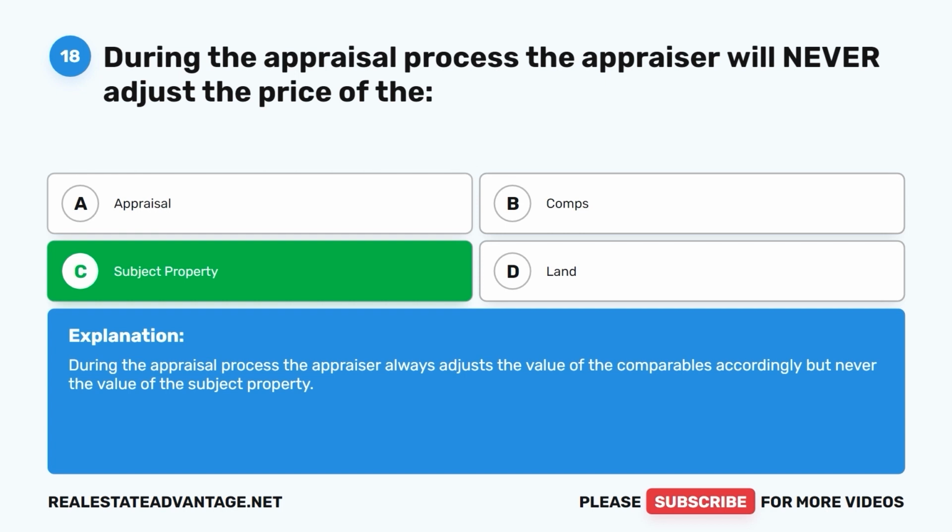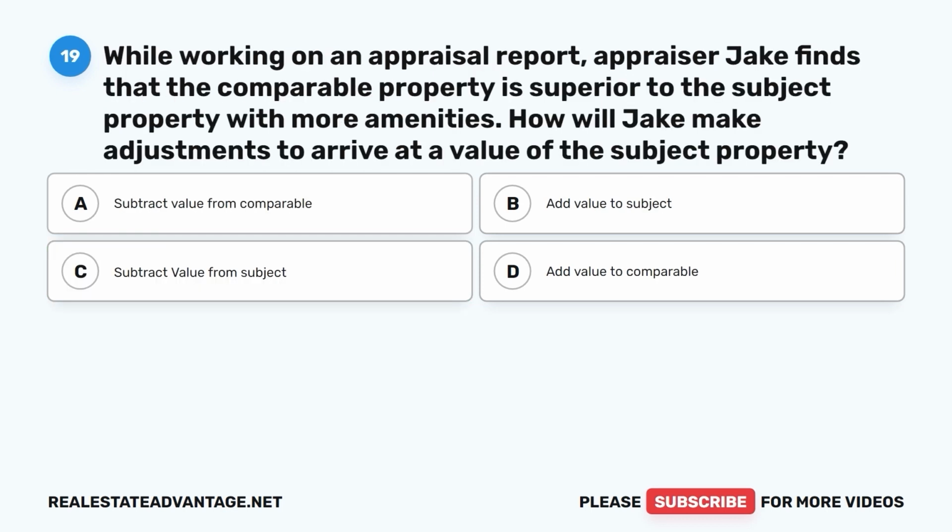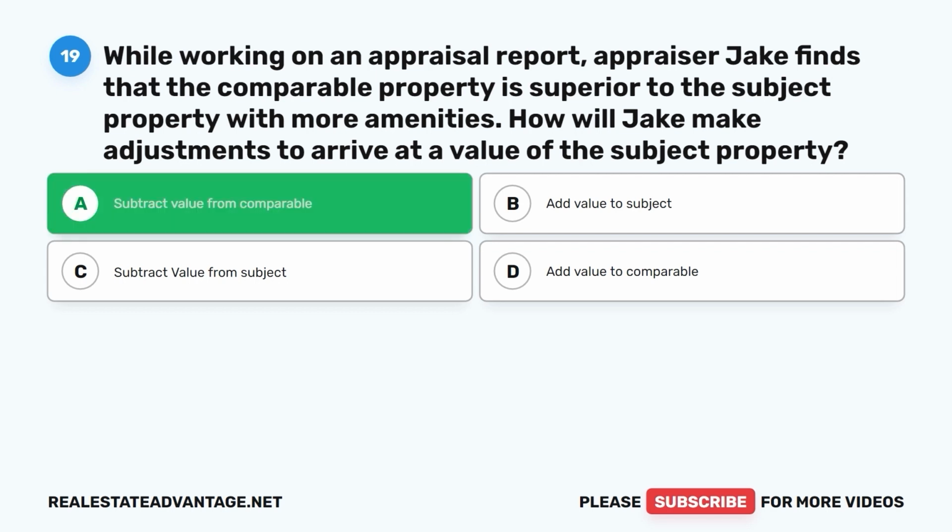During the appraisal process, the appraiser always adjusts the value of the comparables accordingly, but never the value of the subject property. Question 19. While working on an appraisal report, appraiser Jake finds that the comparable property is superior to the subject property with more amenities. How will Jake make adjustments to arrive at a value of the subject property? A. Subtract value from comparable. B. Add value to subject. C. Subtract value from subject. D. Add value to comparable. The correct answer is A.